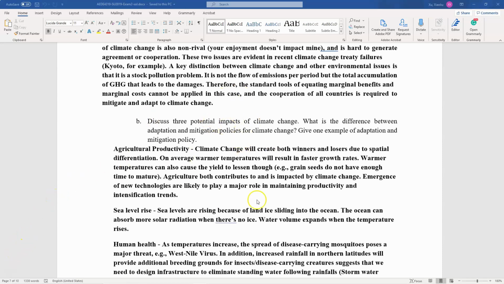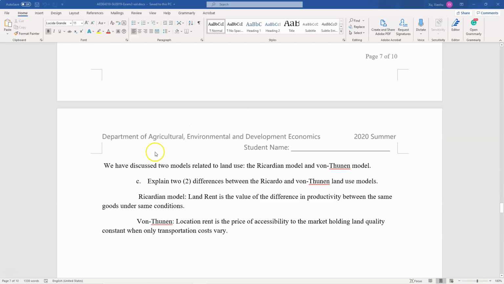So that's all about this topic. Then we will move to city patterns and land use. Then we move to our third topic, the cities and land uses. We have talked about two models of land use. The first one is called the Ricardo model, and the second one is called the Wang-Senen model.